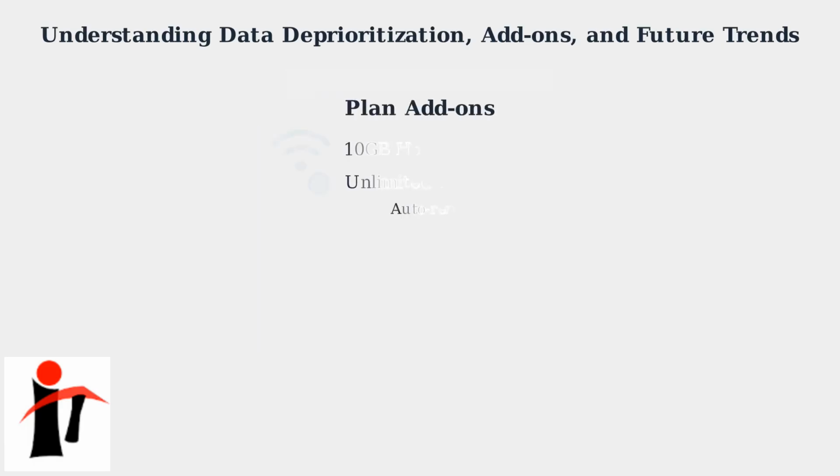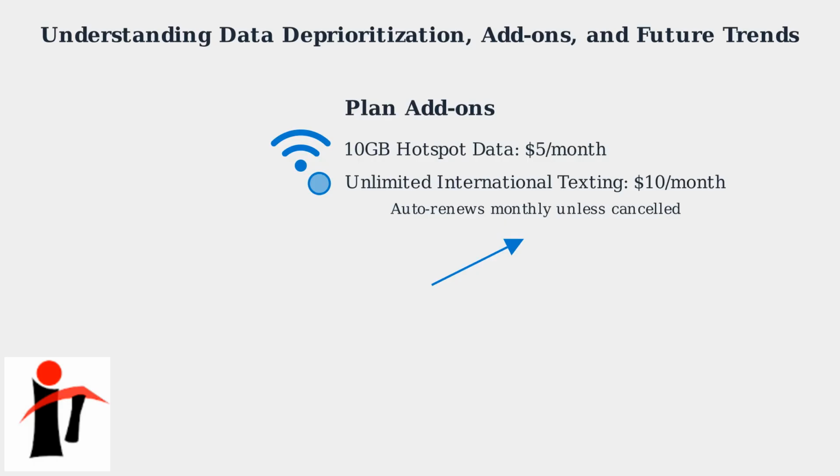You can customize your plan with add-ons to enhance your service. For example, add 10 gigabytes of hotspot data for $5 per month or unlimited international texting for $10. These add-ons auto-renew monthly unless you cancel them.